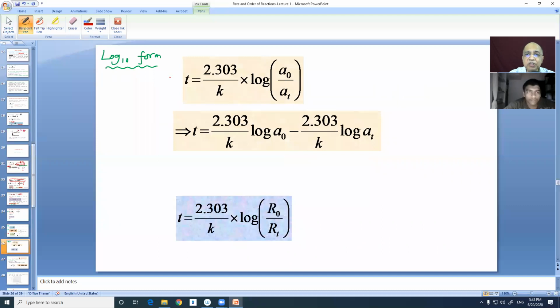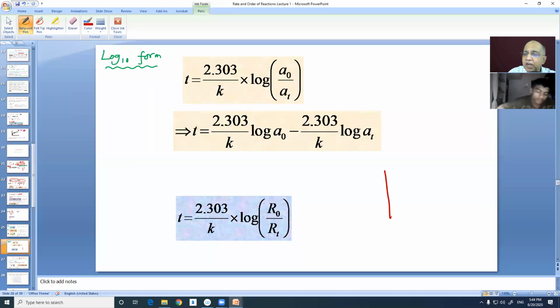You know, this was the expression we derived in terms of log to the base 10, right? If you split the log, it will be like this: t is equal to 2.303 by k log A0, this is a constant, minus 2.303 by k log At. We'll be doing a lot of graphs tomorrow. I'll tell you the equation and ask you to draw the graph. You'll see how skilled you are in 2D geometry. And here this is the y coordinate and this is the x coordinate.